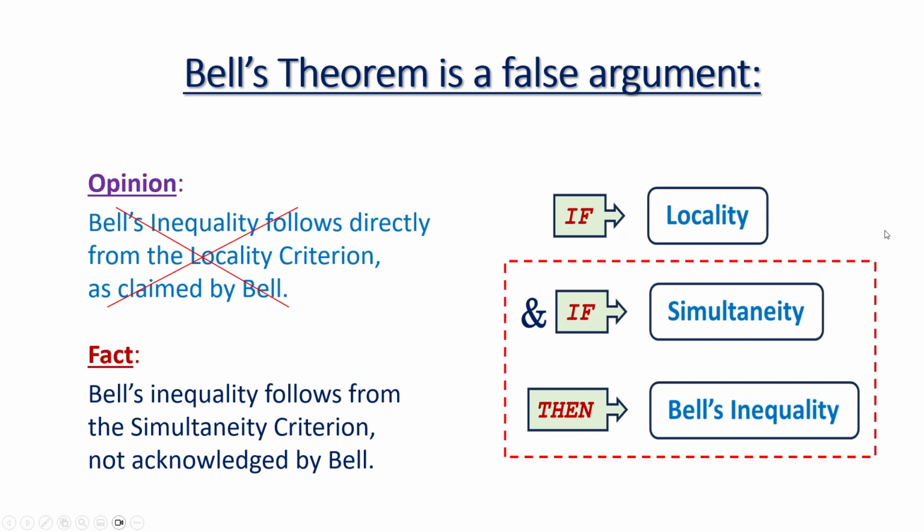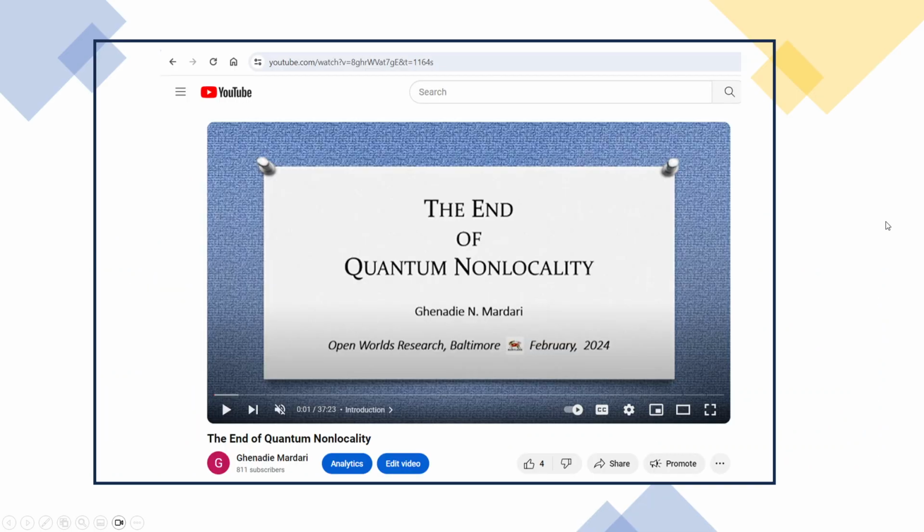Strictly speaking, it does not contain any mathematical errors, but it is a false argument about locality. If you want a more detailed analysis of this problem, I recommend watching this lecture, The End of Quantum Non-Locality, which I produced recently.